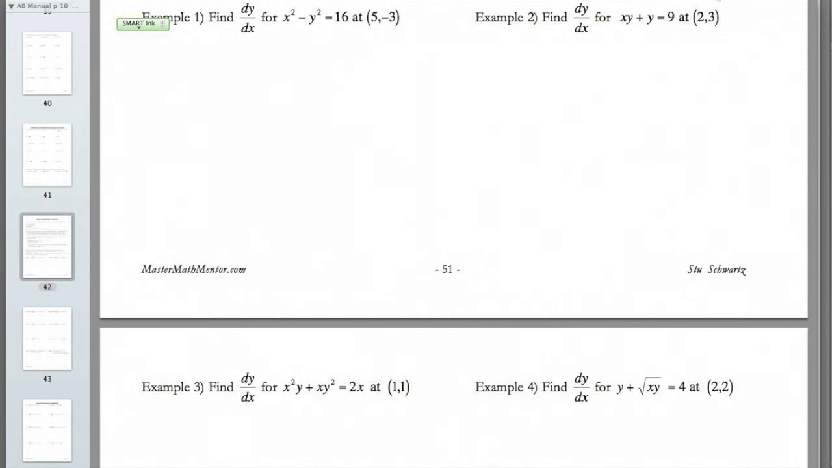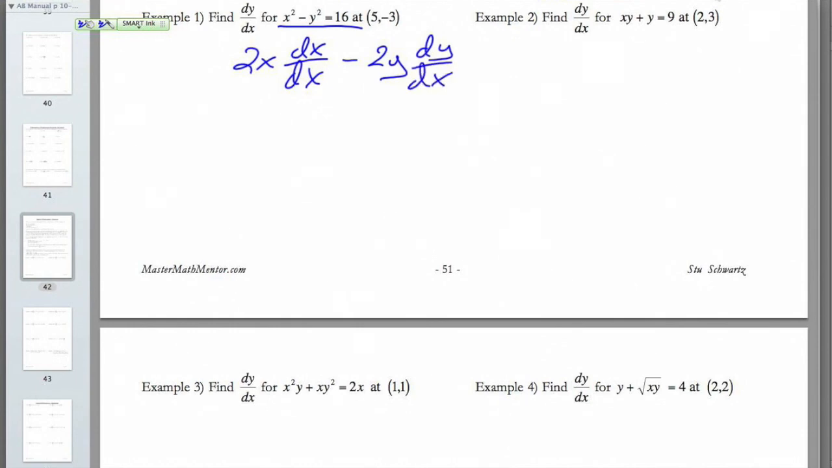Here's how it's done. I'm going to go ahead and do it, and then we'll come back and talk about what I did. All right, so I'm looking at x squared minus y squared equals 16. If I take the derivative of that, that's going to give me 2x dx over dx minus 2y dy over dx, and then the derivative of 16 is going to be 0.